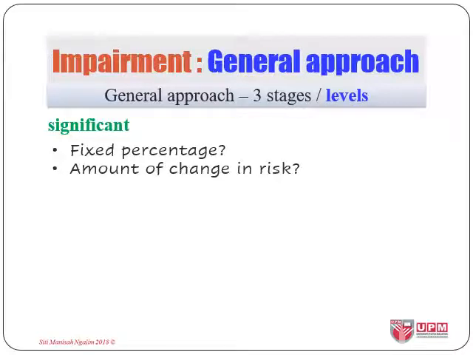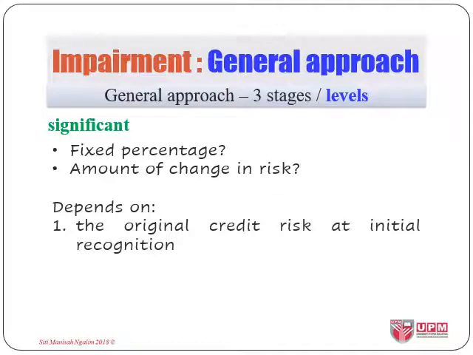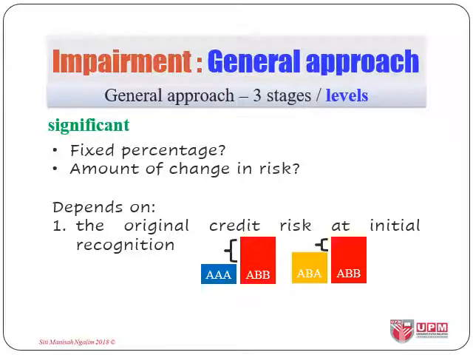If they define the amount of change in the risk of default occurring, that would be arbitrary and would depend on the type of products, maturities, and initial credit risks. Instead, the standard emphasized that the determination of significance of the change in the risk of a default occurring depends on two things. First, the original credit risk at initial recognition. By this, we anticipate that those with a much lower initial credit risk would have a more significant change rather than those with higher initial credit risk.